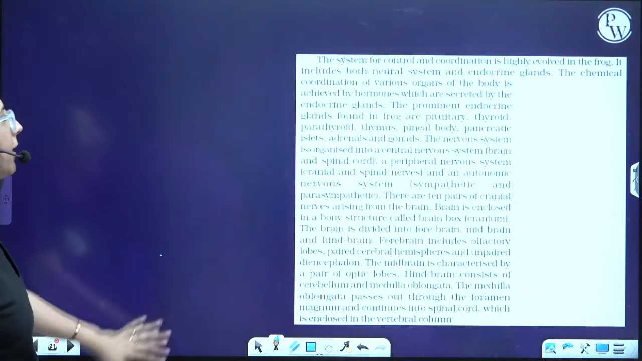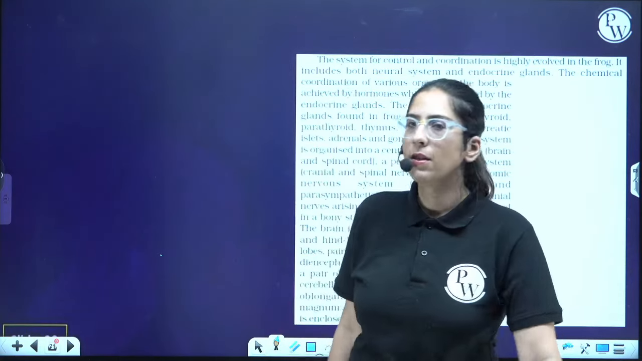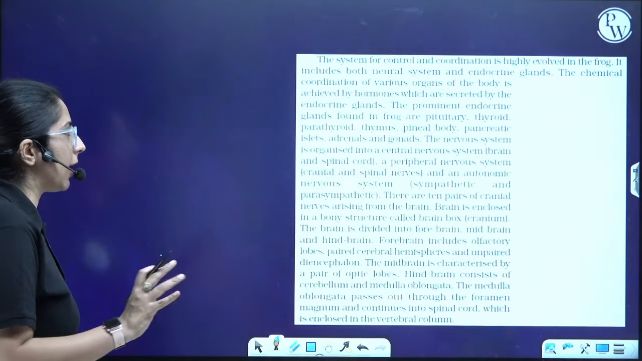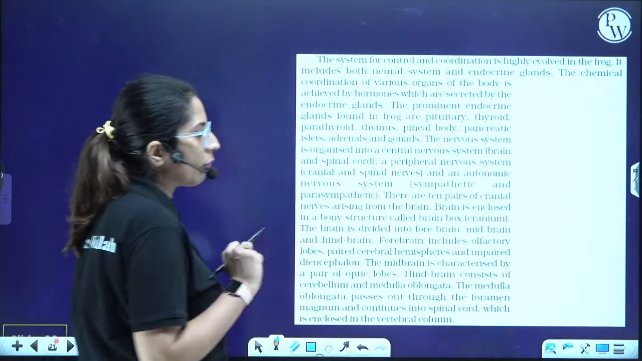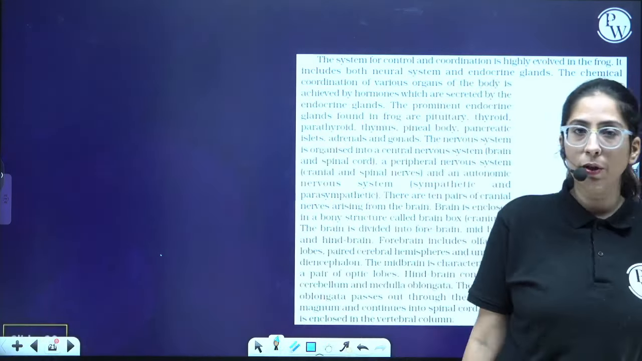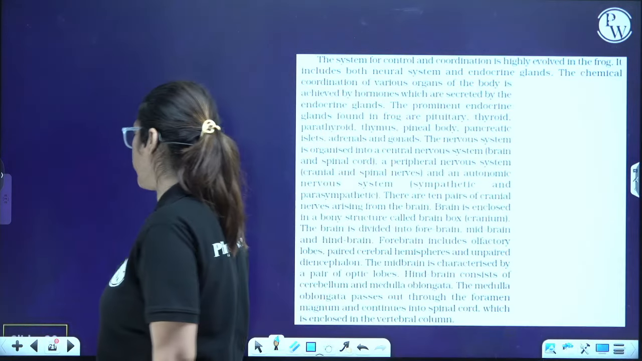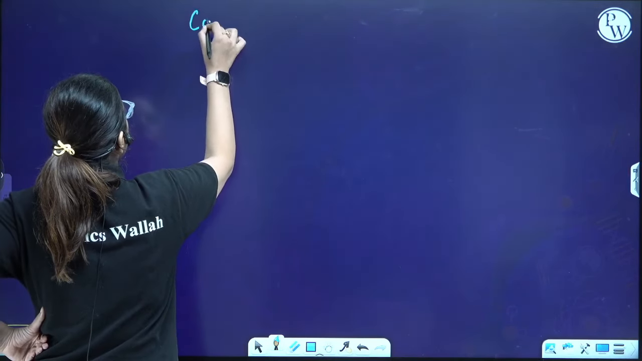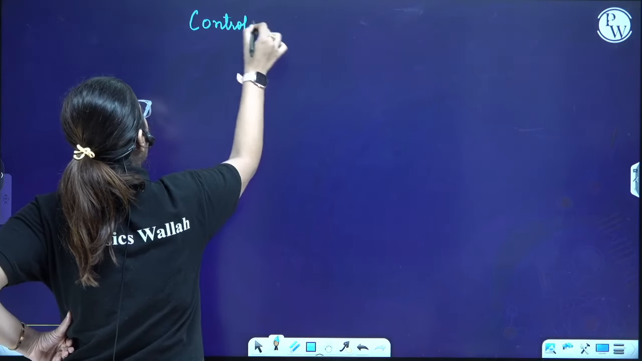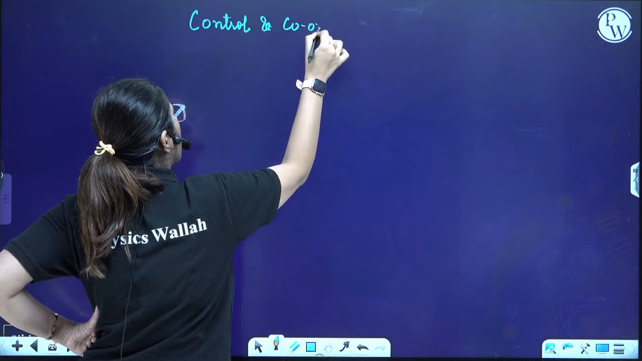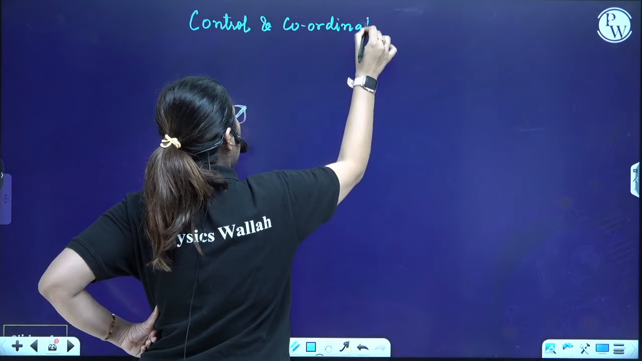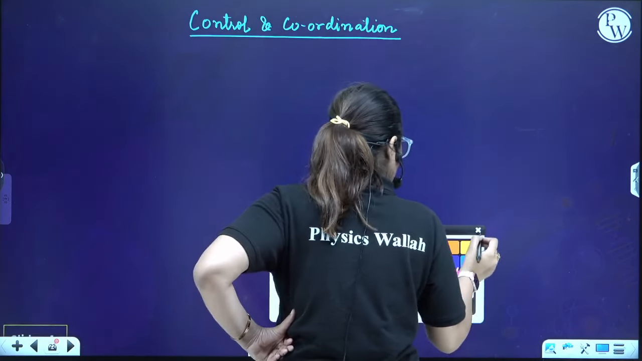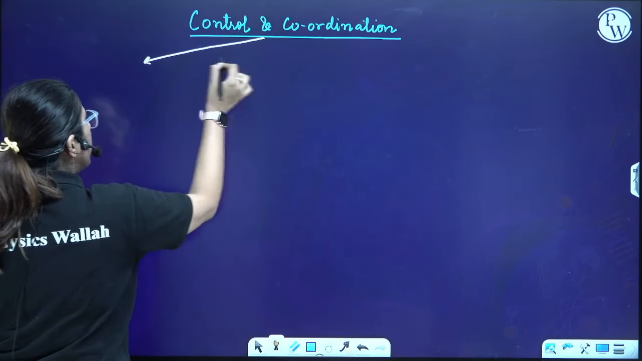Okay. Very, very important part of this chapter, that is the nervous system. The nervous system is also well developed in these organisms. If we talk about control and coordination, two things are there. One is chemical control and coordination, and second is nervous control and coordination. So, let's have a look. Control and coordination. In these organisms, control and coordination occurs through two different ways.